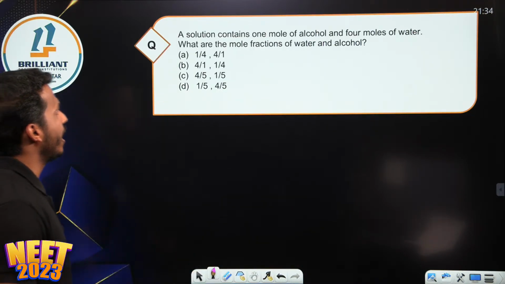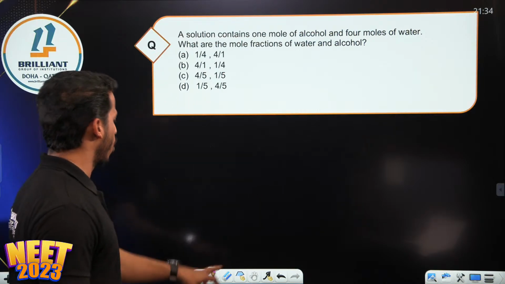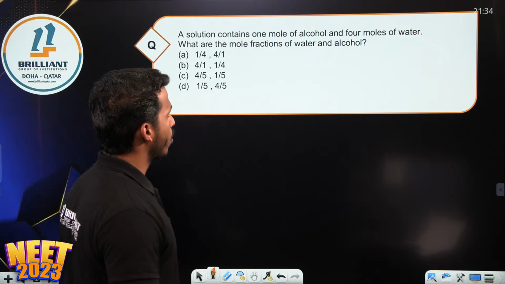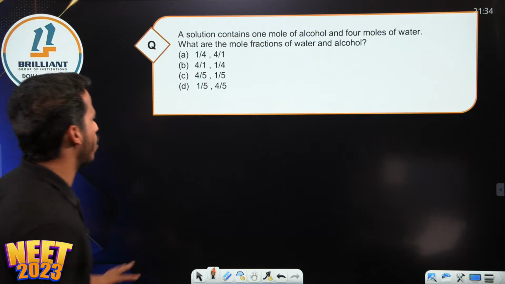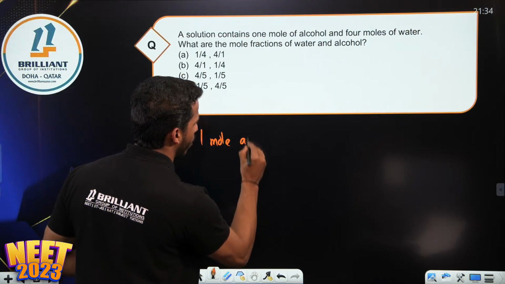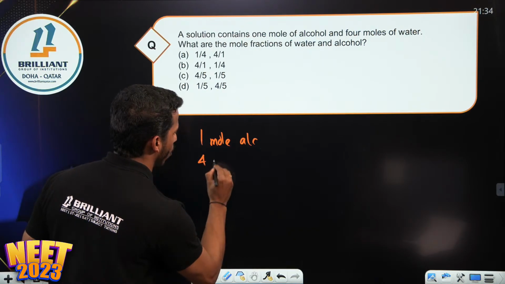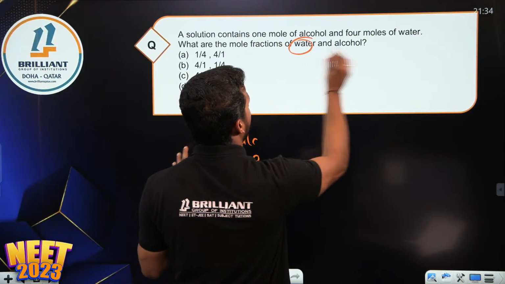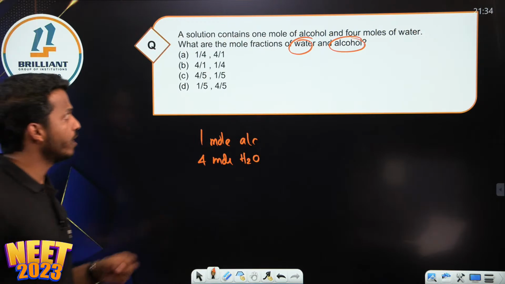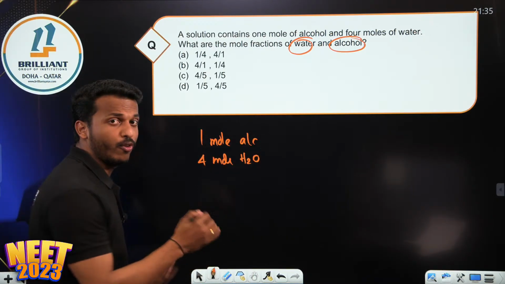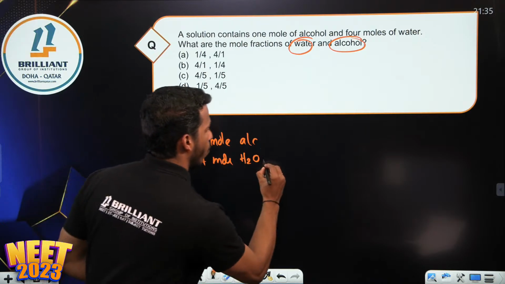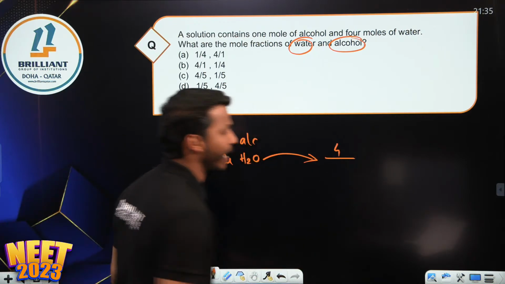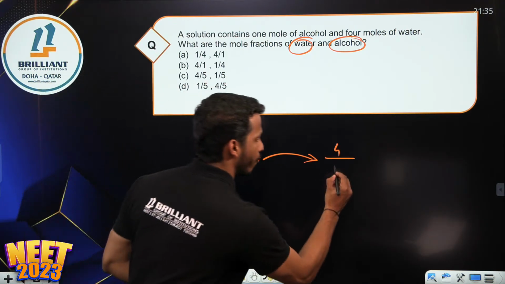Next one. A solution contains 1 mole of alcohol and 4 moles of water. What are the mole fractions of water and alcohol? Normal basic question. They're asking, be careful, which one they're asking first? They're asking water first. How to calculate the mole fraction of water? Number of moles of water, that is 4, by total number of moles, that is 1 plus 4, 5.